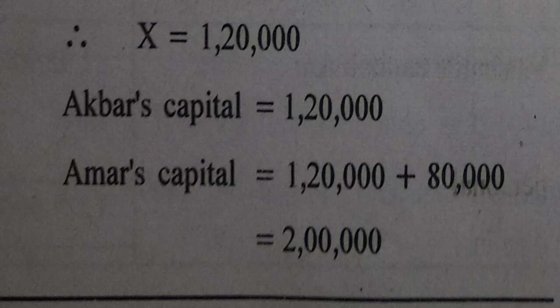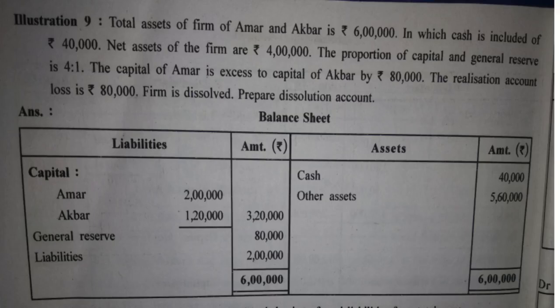So let us write it down in the balance sheet. 2 lakh and 1,20,000. So 3,20,000 here, 80,000 for general reserve and liabilities 2 lakh. Cash 40,000, other assets 5,60,000. How? 6 lakh minus 40,000. So the total of both the sides of balance sheet is 6 lakh and identical. So we have prepared the opening balance sheet for the given question.